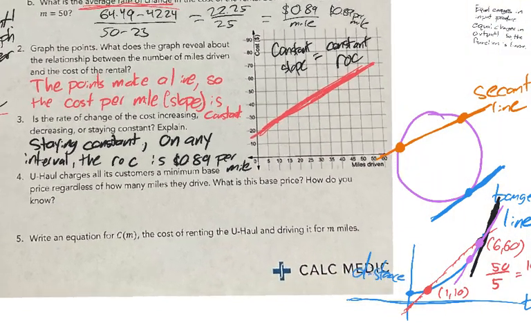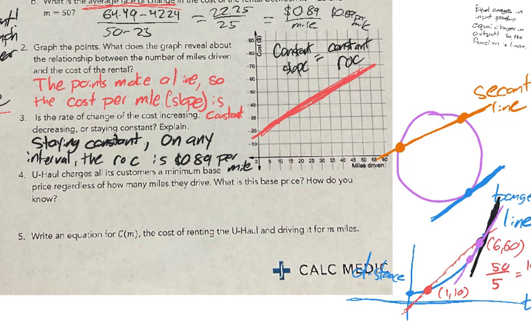4. U-Haul charges all of its customers a minimum base price regardless of how many miles they drive. What is this base price? This is the initial price that Cam was talking about originally. It's what? $19.99. How did you figure that out? 28.89 minus 8.90. That is correct. So we know after 10 miles, I'm getting charged $28.89.